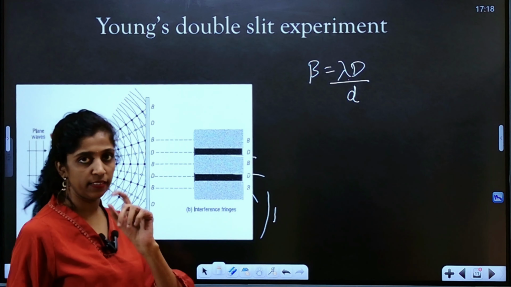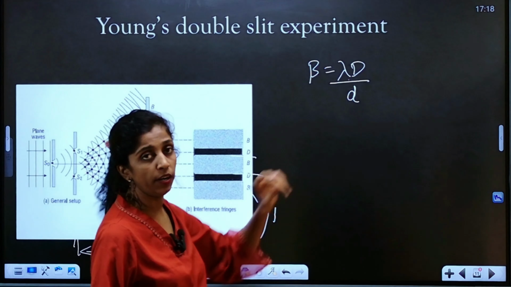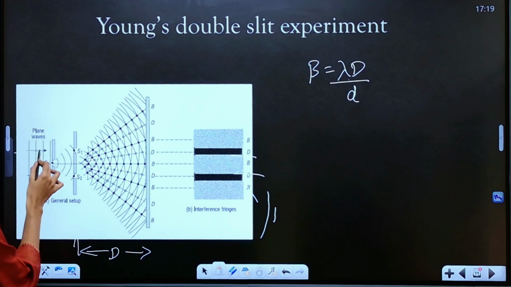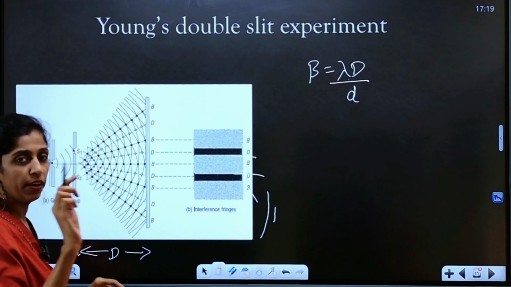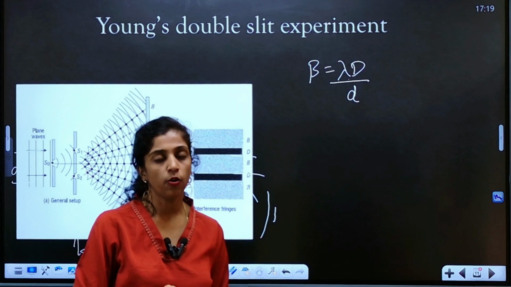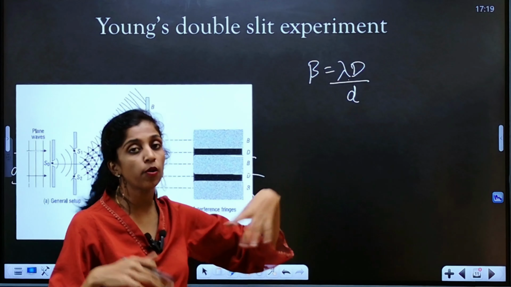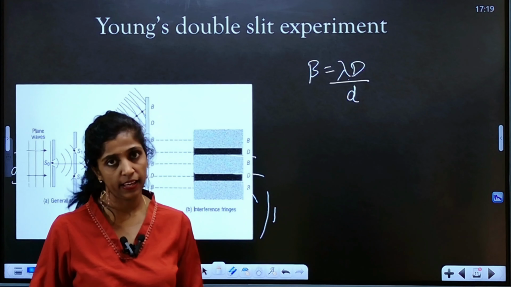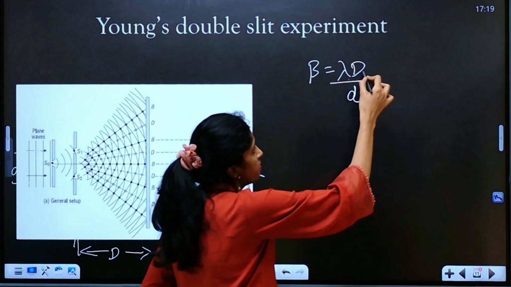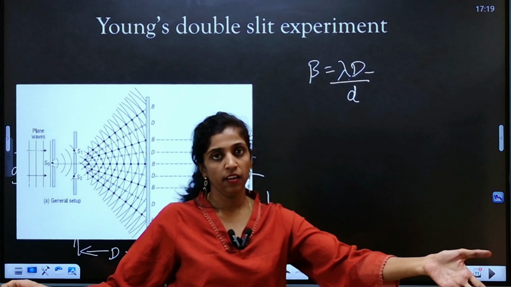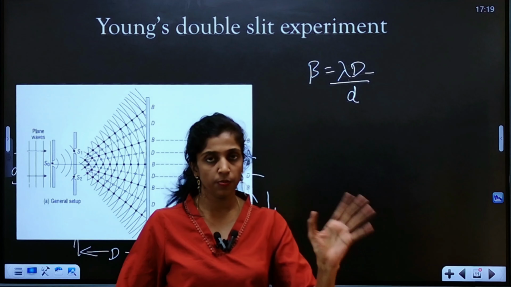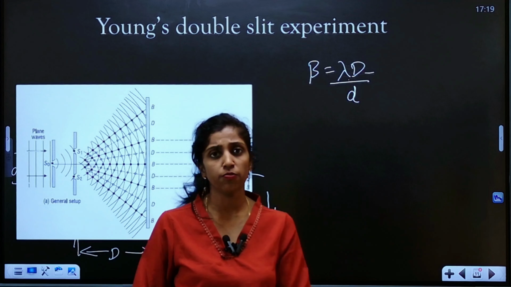Okay, capital D is the distance between the slit and the screen, and small d is what? The distance between the two slits. Okay, so you should know this formula. From this formula, many questions can be asked. For example, if I increase the distance between the slit and the screen, what happens to the fringe width?